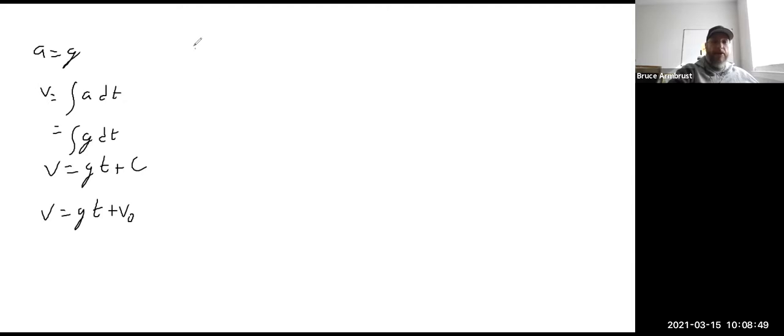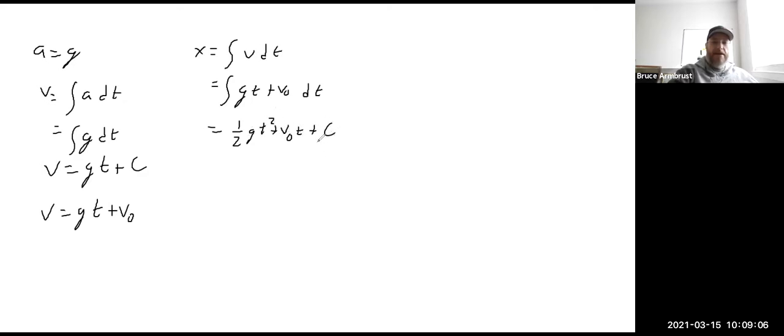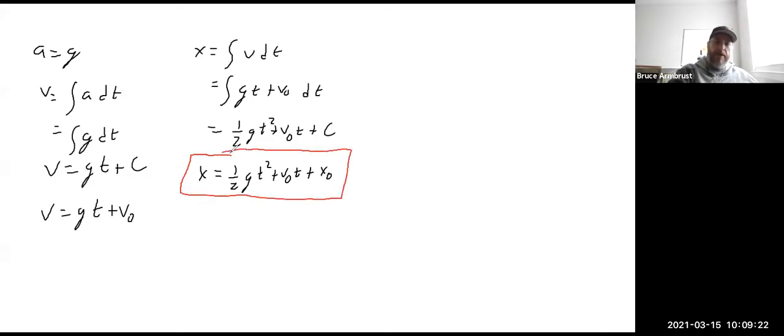And then to get position, the position is the integral of velocity. So that's the integral of G t plus v naught, which is 1/2 G t squared plus v naught t plus C. And in that case, that C was the initial position. And I know I just really blew through that, but that's because we've seen this before. We've done this before.